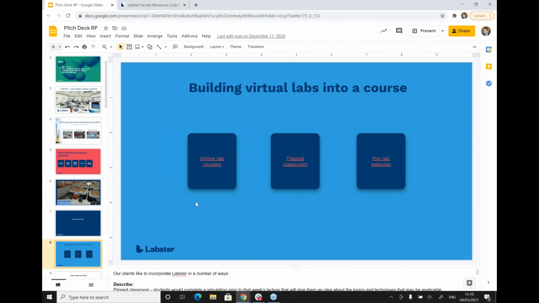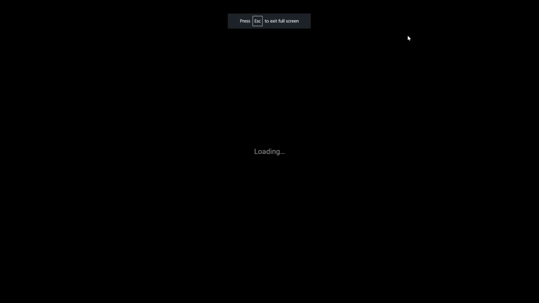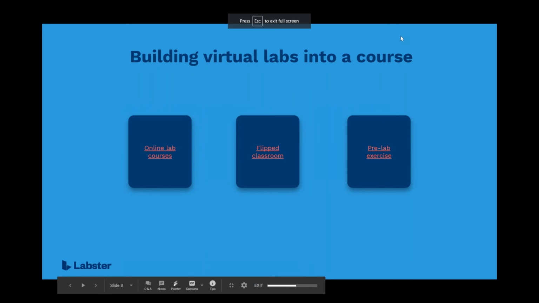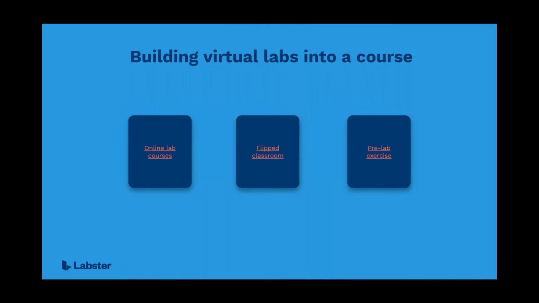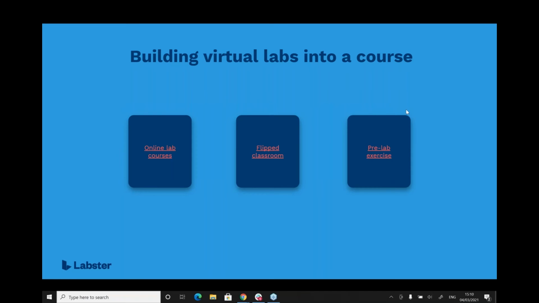Returning to my slides and talking through the last few points on Labster and how it can be integrated. Really, we position ourselves as a long-term value-adding solution. We want to work with universities over the long term to enhance and work with their traditional teaching methods to enhance the experience and education for the students. So really, we focus on the latter two use cases here. The use of Labster in a flipped classroom scenario and as a pre-lab exercise.